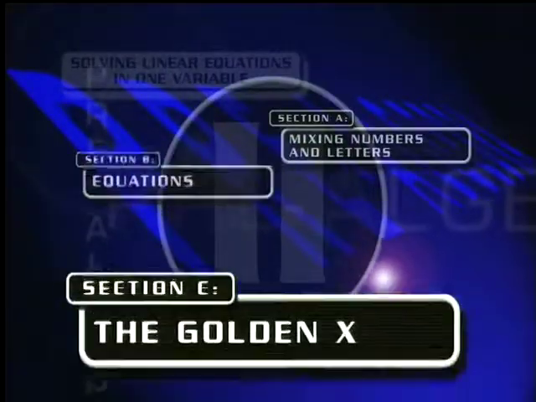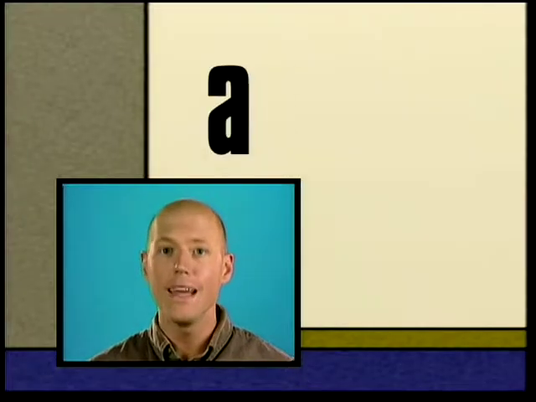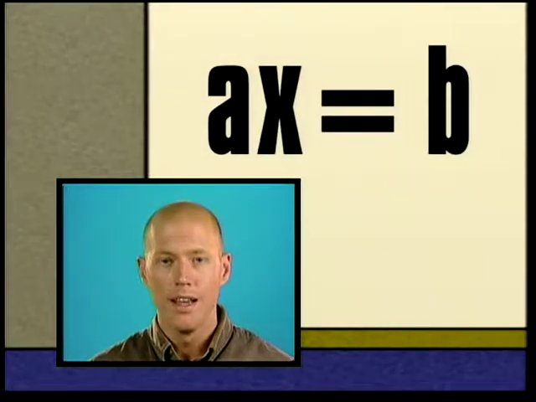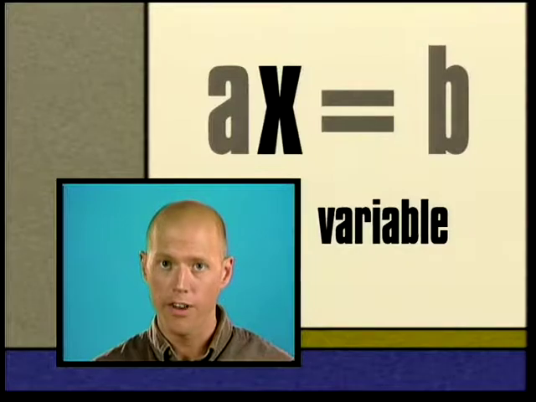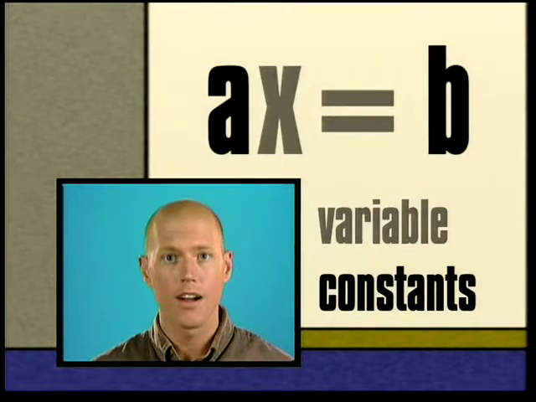Section C, the golden x. All right, with all that intro stuff behind us, finding x will be a piece of cake. Take a look at these equation forms in letters, then we'll stick some numbers in. The first equation looks like this. It takes the form a times x equals b. In this equation, x is our variable, and a and b are constants.